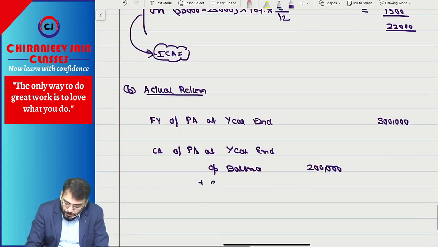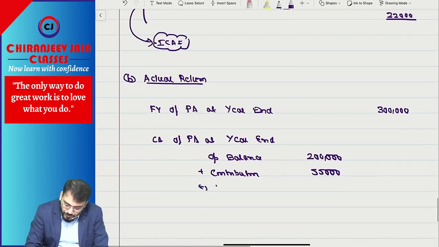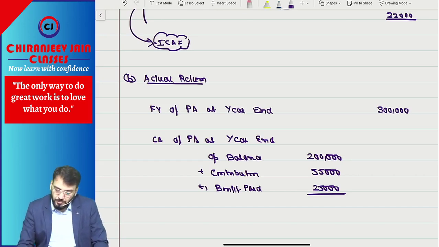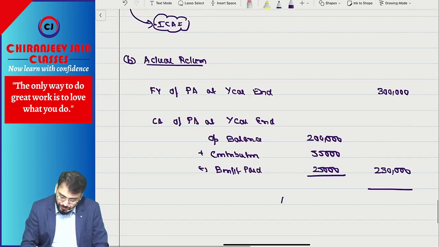Then plus contribution 55,000 minus benefit paid how much? 25,000. This amount is coming how much? 2 lakh 30,000. So what is the actual return?